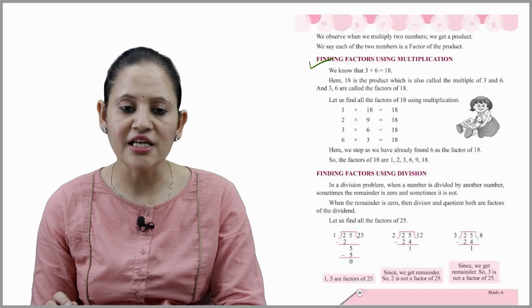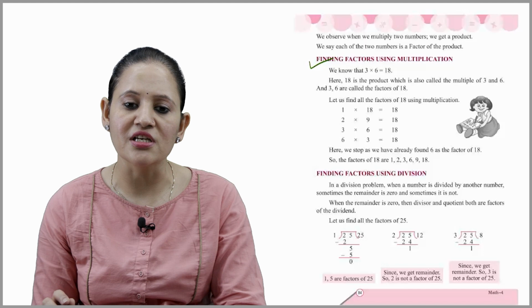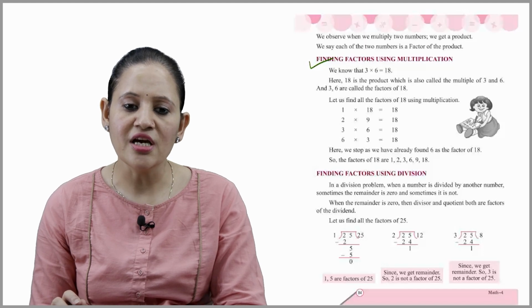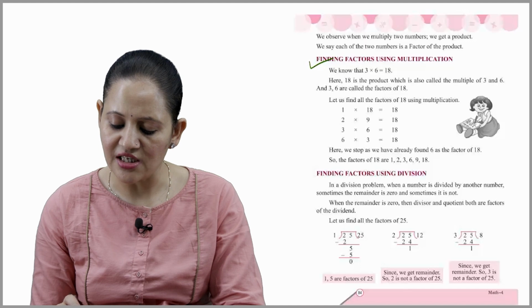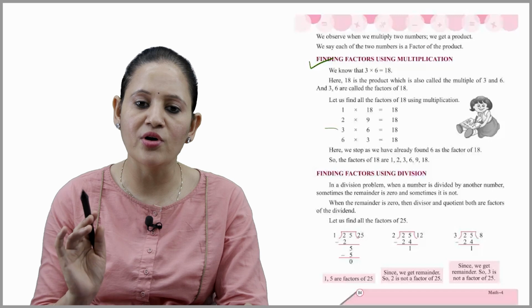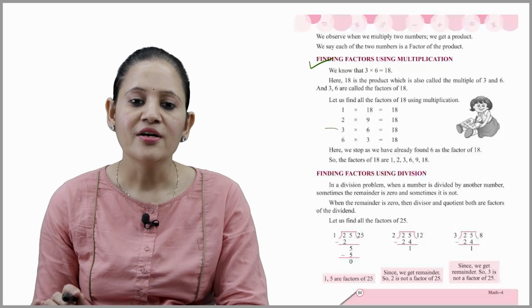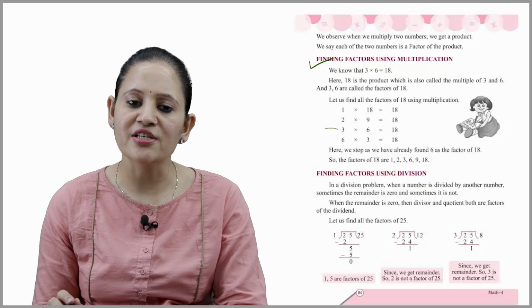Like 1 into 18 is 18, 2 into 9 is also 18, 3 into 6 is 18, and 6 into 3 is also 18. So here we stop because हमने already कर लिया है 6 into 3, so we'll stop here because ये repeat हो रहा है, जहाँ पे भी repeat होगा we'll stop there. Clear? So stop as we have already found 6 as a factor of 18.